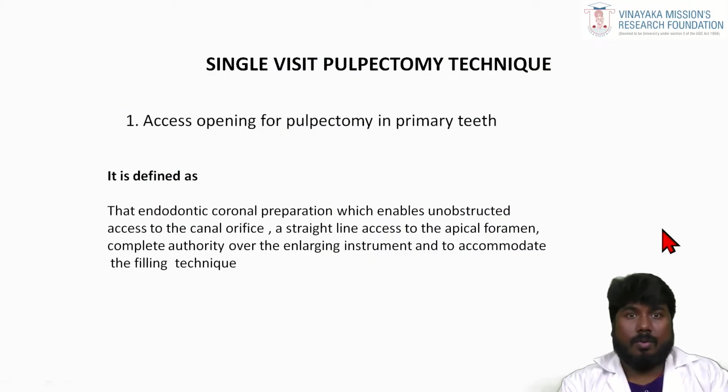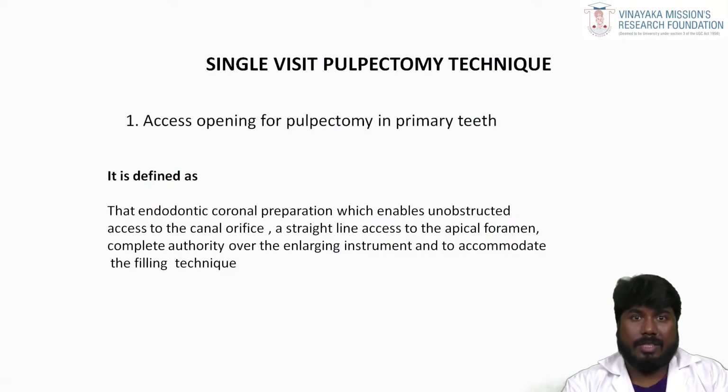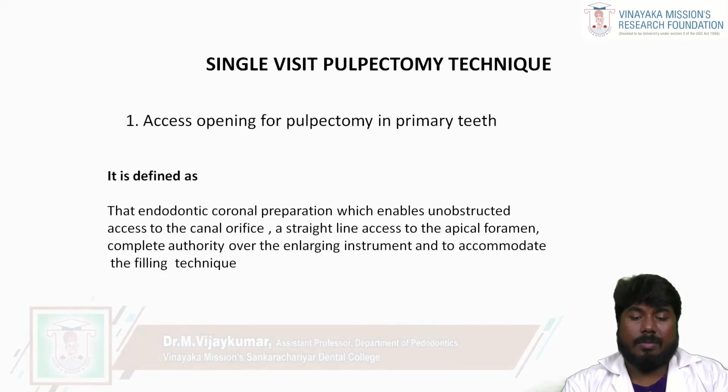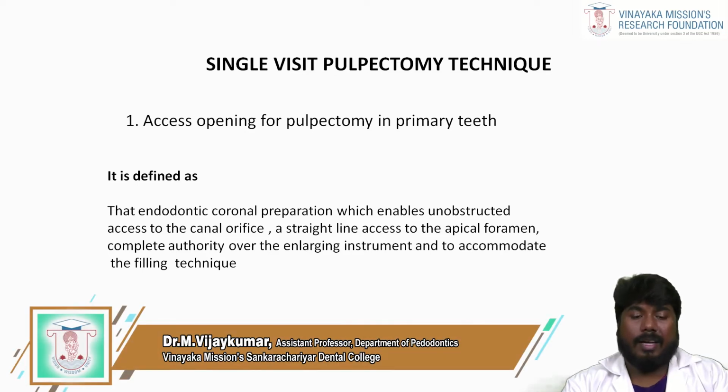As I said, there are two types of pulpectomy. One is single visit pulpectomy and the other one is multi-visit pulpectomy. The single visit pulpectomy technique: first one, access opening for a pulpectomy in primary tooth. It is defined as the endodontic coronal preparation which enables unobstructed access to the canal orifice, a straight line access to the apical foramen, complete authority over the enlarging instruments and to accommodate the filling technique.